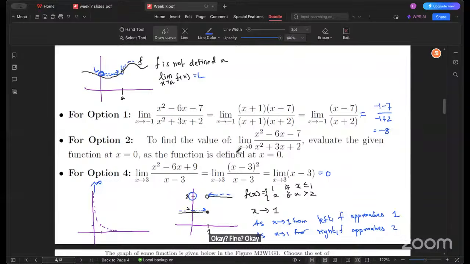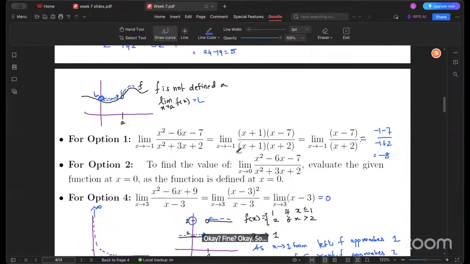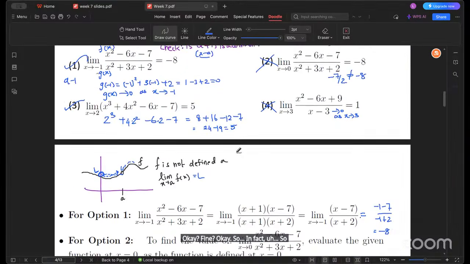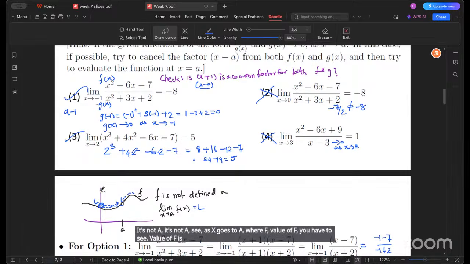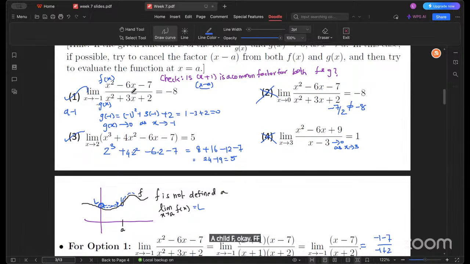Okay. In fact, this function was also approaching towards a, right? It's not a. See, as x goes to a, you have to see the value of f. The value of f is on the y-axis. Yes. So this is the scenario which is happening in these two cases.